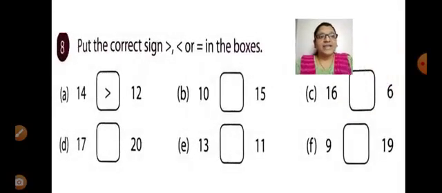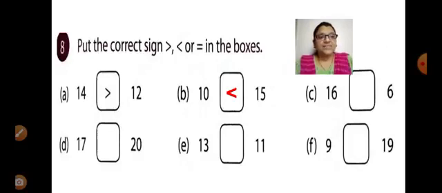Question number 8. Put the correct sign, more than or less than or equal to, in the boxes. Here again, keeping in mind the rule of comparison, we have to solve the examples. First example is given. Now let us start with example B. The two numbers given are 10 and 15. In this, number 10 is less than 15. Hence we will put the less than sign here.